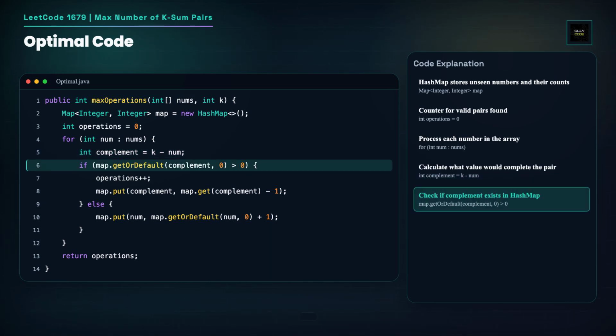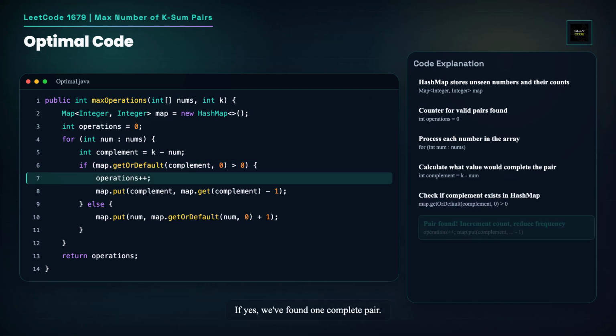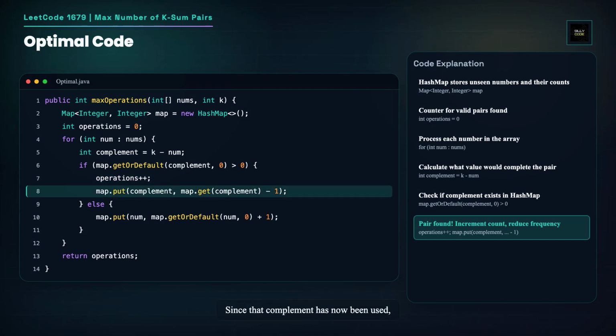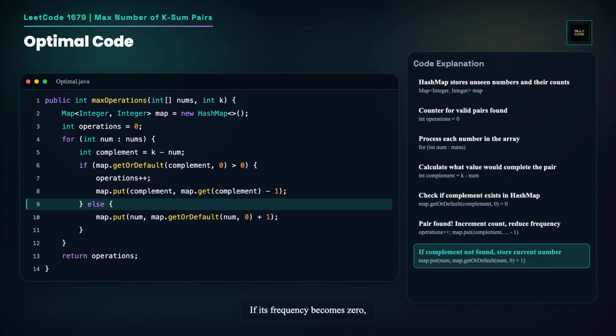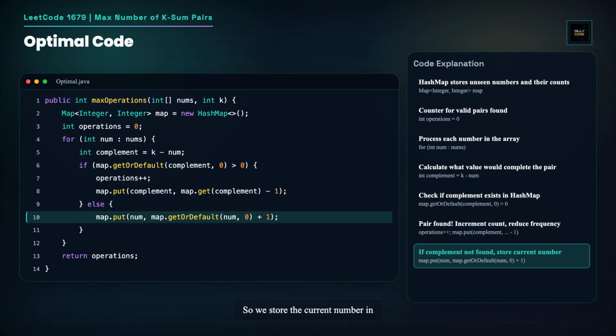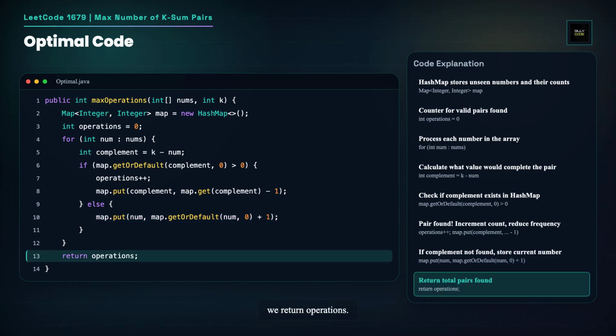Now we check the HashMap. Have we already seen this complement? If yes, we've found one complete pair. So we increment operations. Since that complement has now been used, we reduce its frequency by 1. If its frequency becomes 0, we remove it from the HashMap. On the other hand, if the complement isn't present, then we can't form a pair yet. So we store the current number in the HashMap. If the number is already present, we simply increase its frequency. After processing every element, we return operations. That's the complete optimal solution. The code is actually quite short.